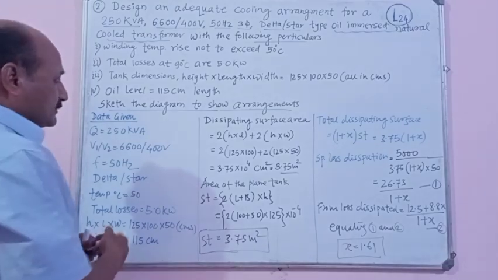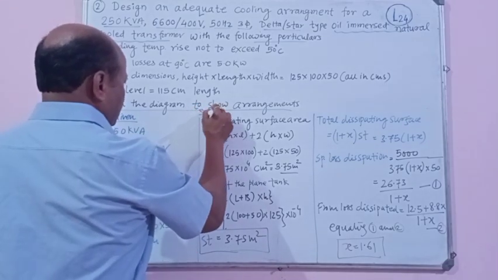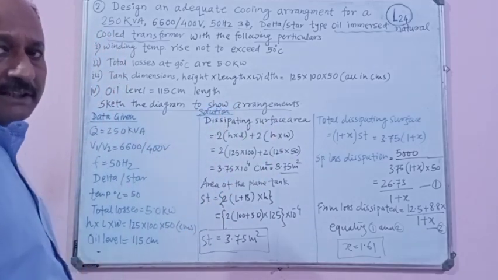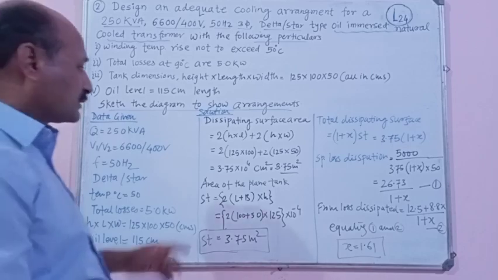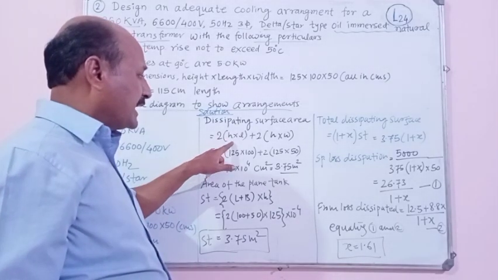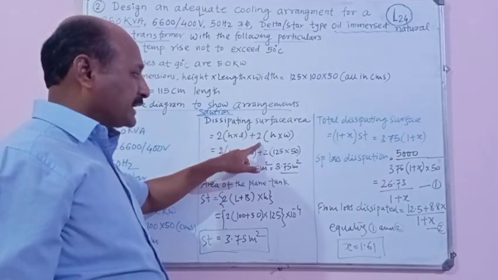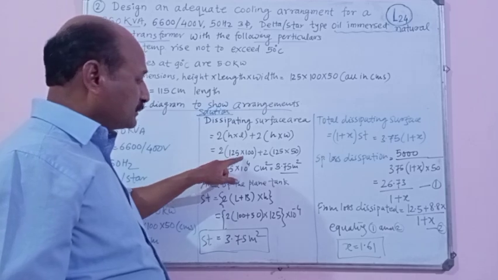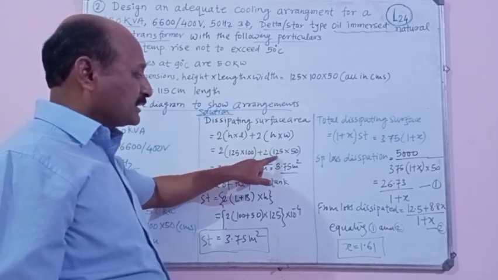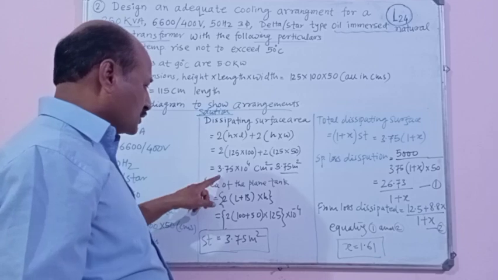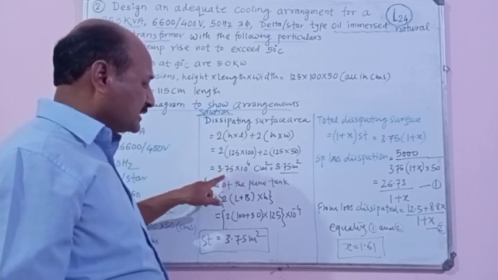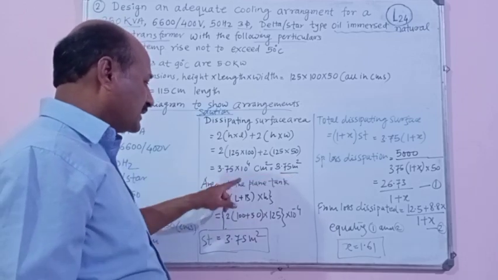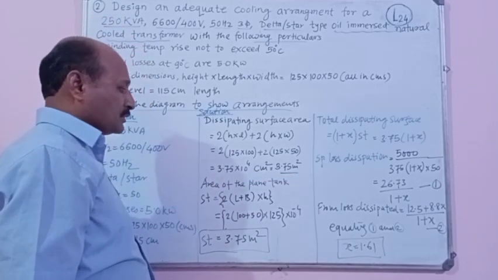Now see the solution. So what is our first aim? First aim is to calculate the dissipating surface area. How will you calculate? 2 in bracket height into length plus 2 in bracket height into width. So 2 in bracket 125 multiplied by 100 plus 2 in bracket 125 multiplied by 50. First of all you will get it in centimeters, convert this dissipating surface area from centimeter square to meter square by multiplying by 10 to the power minus 4.